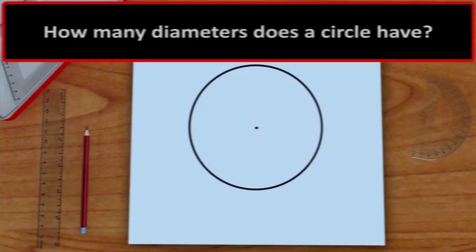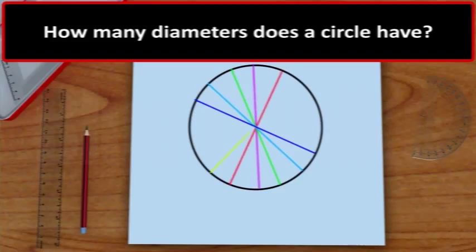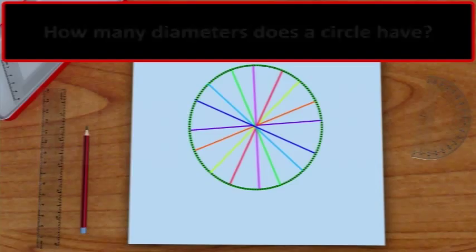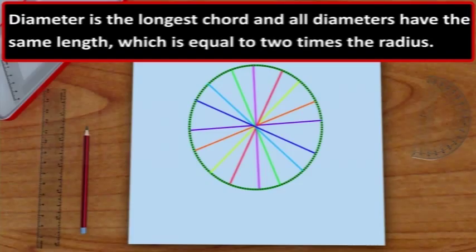How many diameters does a circle have? There is only one diameter length for a circle. However, actual diameter lines drawn from any point on the circle across the center of the circle are as many as the number of points on the circle. There is an infinite number of points on the circle. Therefore, there must be an infinite number of actual diameter lines with the same length. So, diameter is the longest chord and all diameters have the same length, which is equal to 2 times the radius.